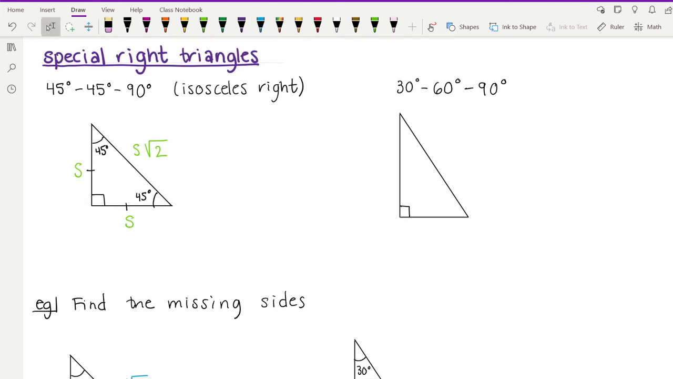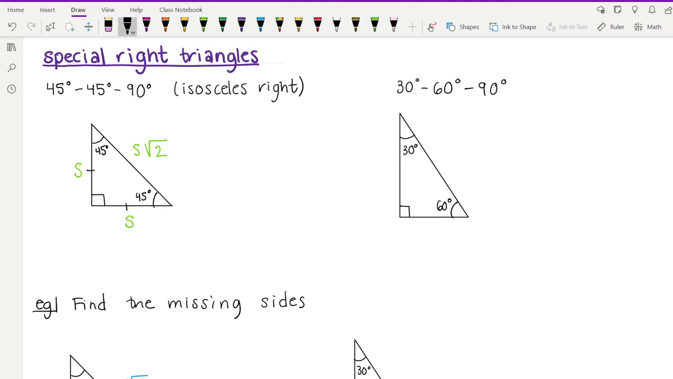The other one is called a 30-60-90 triangle. And so again, it's a right triangle. It has one 90-degree angle. It also has one 30-degree angle and one 60-degree angle. And so 60 is 2 times 30, right? So it gives this shape where one of the angles is half the size of the other angle.